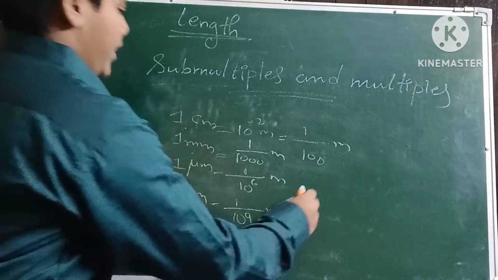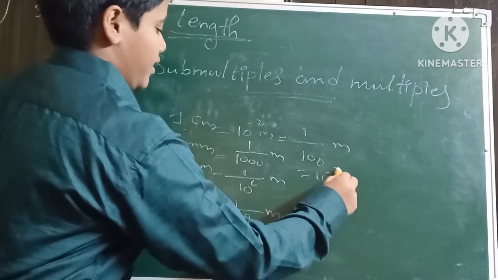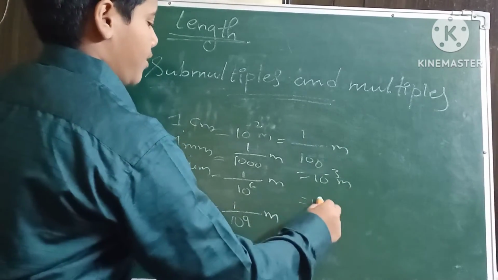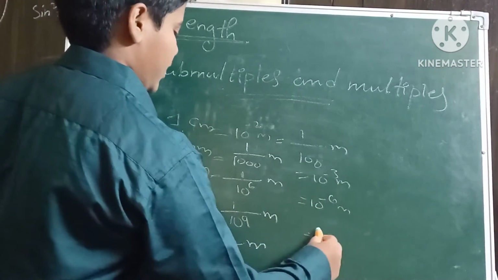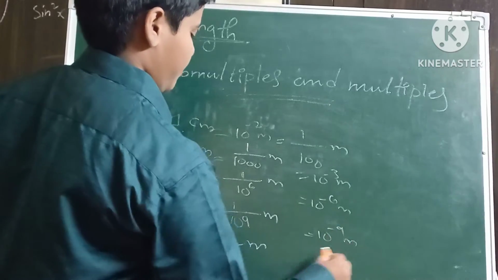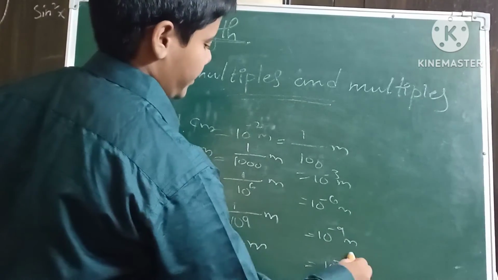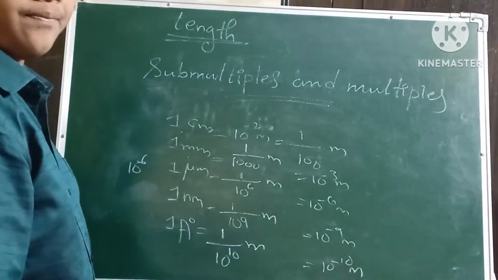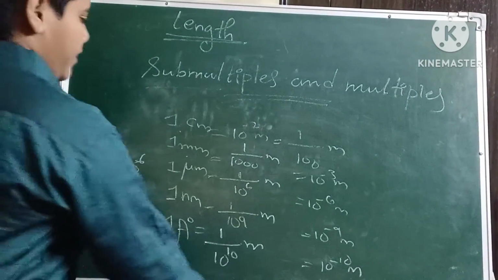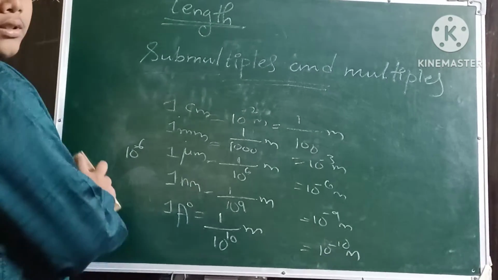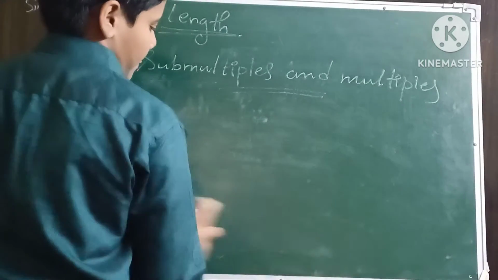These we can also write like this: 10 to the power of minus 3 meters, 10 to the power of minus 6 meters, 10 to the power of minus 9 meters, 10 to the power of minus 10 meters. Okay? These are the submultiples of length.